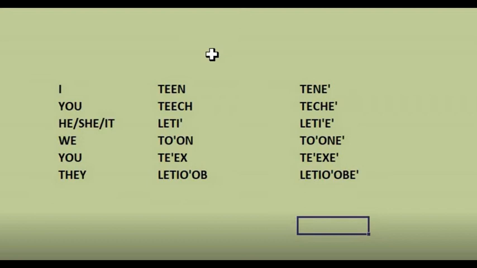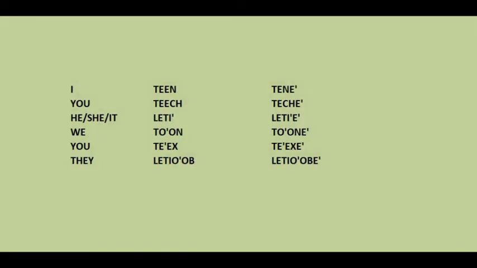Ten, tene, teech, teche. For instance, if you say my name, inkaba, let's make it capital, okay? If you say my name, inkaba, even here you can hear the emphasizer. It's very common, okay? Inkaba, and then you say your name. This means my name is, or my name, inkaba.